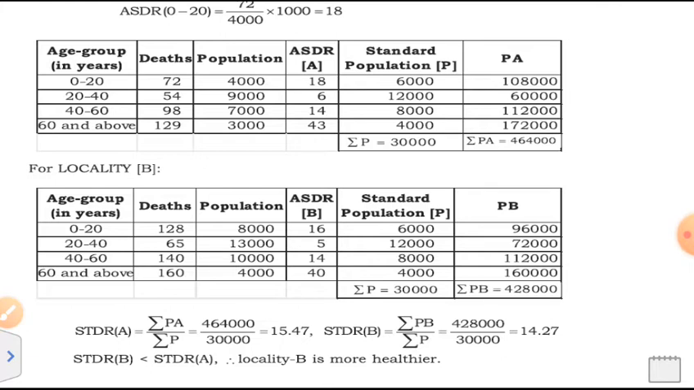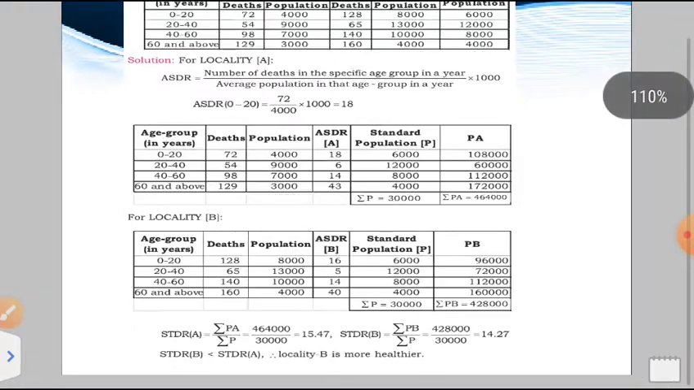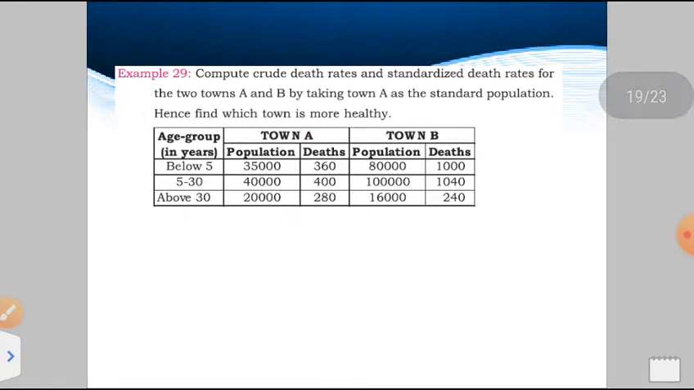So here again, if you look, the standard death rate of B is less than that of A. So locality B is more healthy, correct. This is how we compare the two populations, correct.